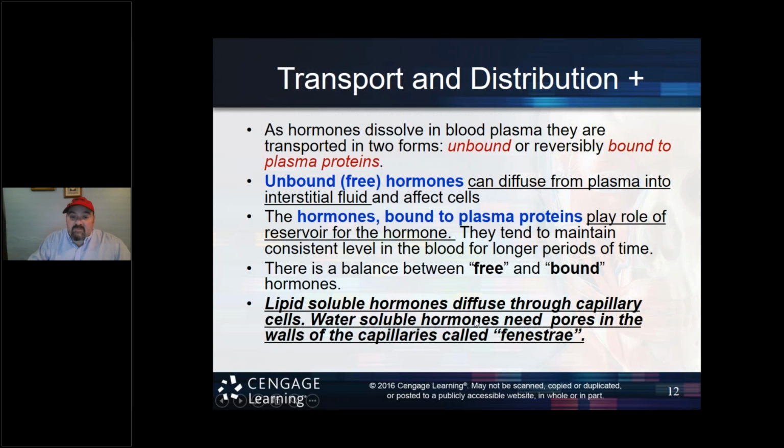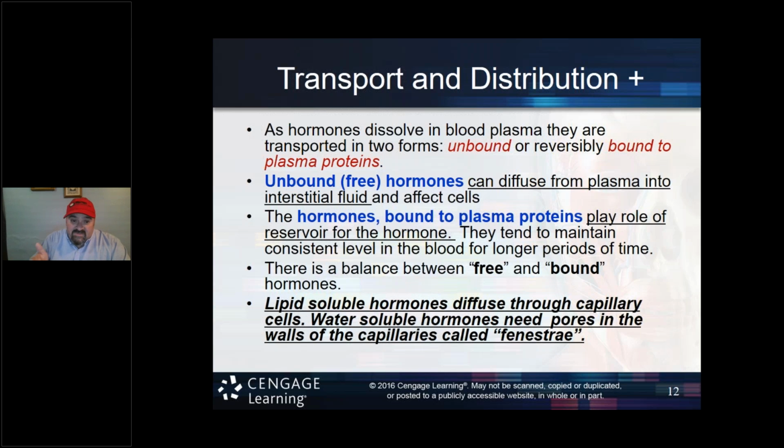Now, this is a very important statement right here, and hence I highlighted it, and it's in bold print and underlined. Lipid-soluble hormones diffuse through capillary cells. Water-soluble hormones need pores in the walls of the capillaries called fenestrae. You're going to see this come back at us in the urinary system, as well as in the cardiovascular system. There are different types of capillaries, and some have pores and some have larger or smaller openings.